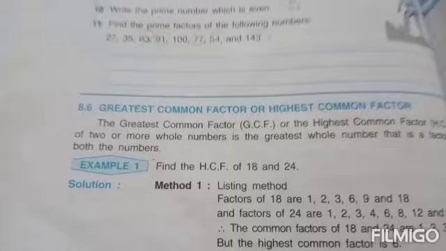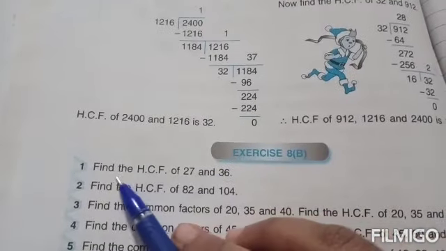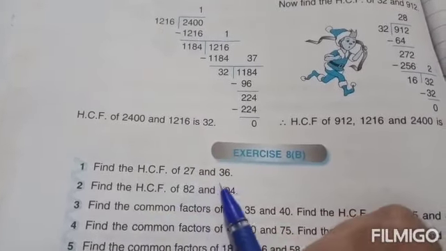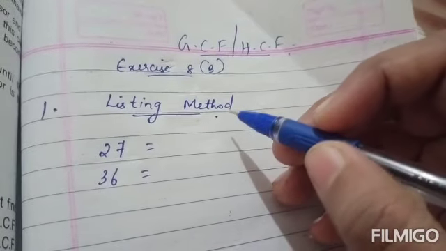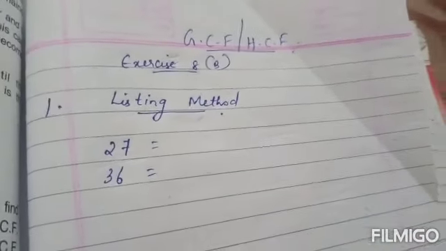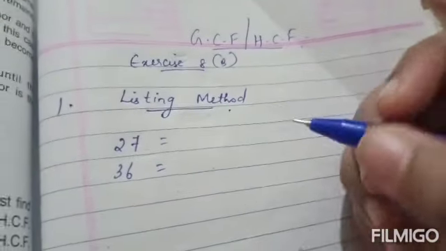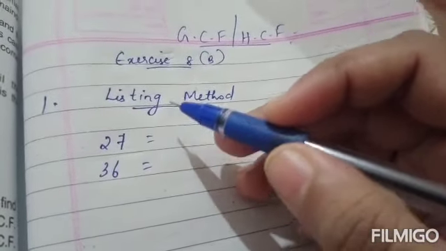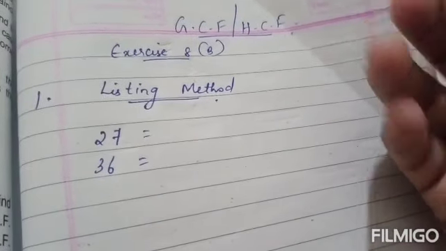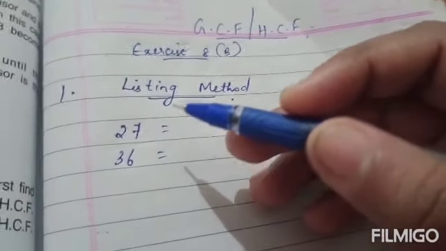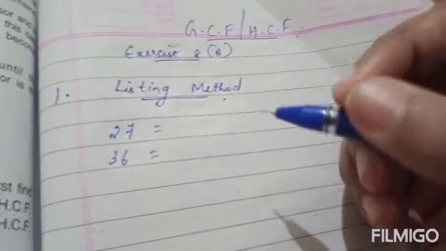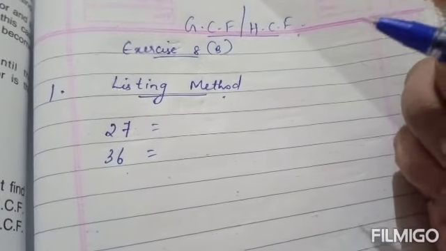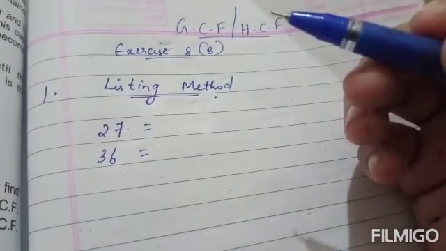So let's do exercise 8b, first question. Find the HCF of 27 and 36. Okay, so our first method is the listing method. In the listing method, we will list the factors of the numbers given. Here, 27 and 36. HCF of 27 and 36 you need to find here. So list the factors of 27 and 36.